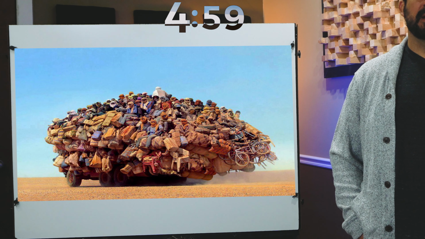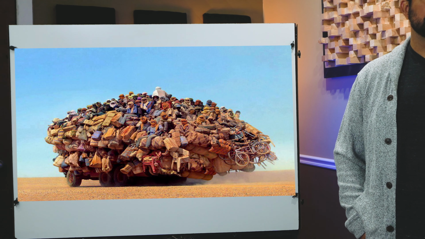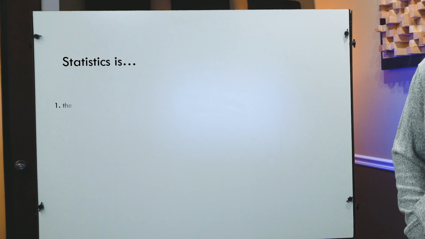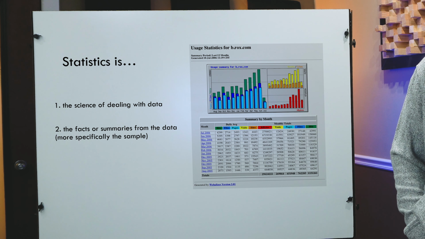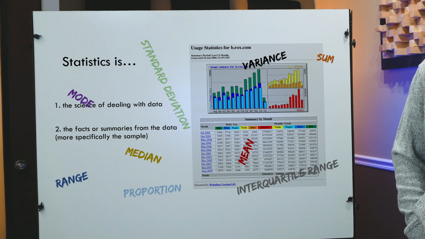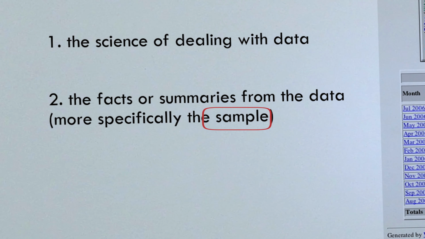Now, mathematicians have overloaded the term statistics, so sometimes folks can get a little confused. So here it is. Statistics is 1, the science of dealing with data, and 2, the facts or summaries from the data, more specifically from the sample. Notice the word sample in the second definition.